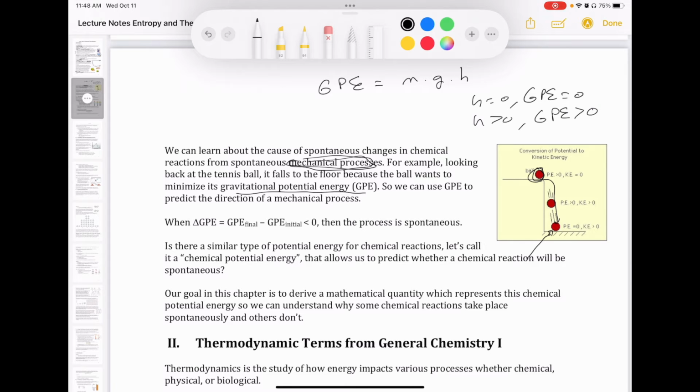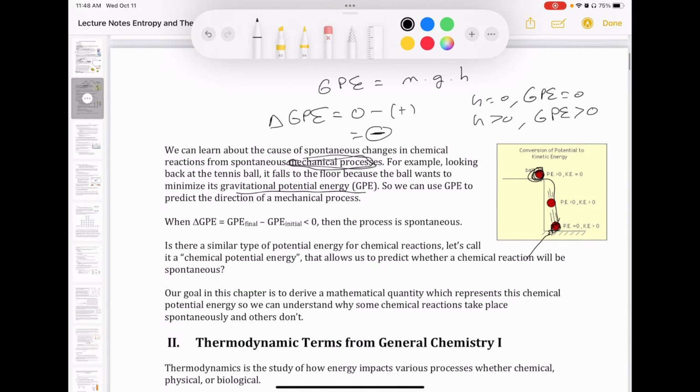So for a ball that's moving from a higher position to the ground, you can calculate your delta of gravitational potential energy, which is the final potential energy, which is zero, minus the initial potential energy, which is not zero, right? This is a number that is positive. And so in the end, you get a negative number, right? So zero minus a positive number is a negative. So you're going to get your delta GPE, or delta of the gravitational potential energy, being negative. And that tells you that the process is spontaneous. This actually applies for all objects that are being dropped, right? Anytime you get your delta GPE being negative, that tells you that the process is spontaneous.